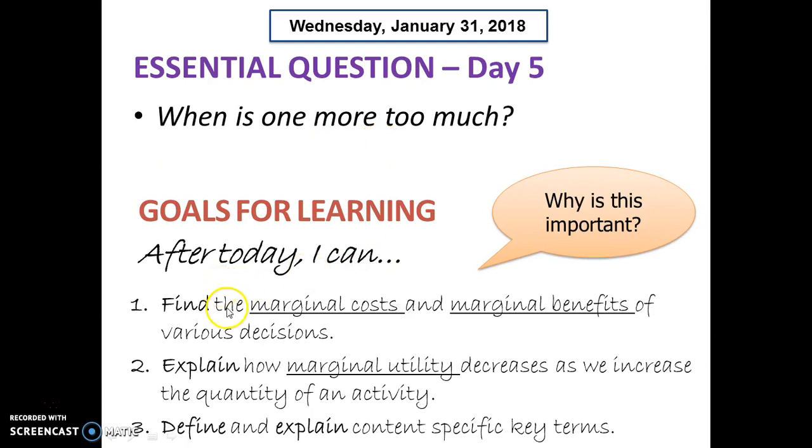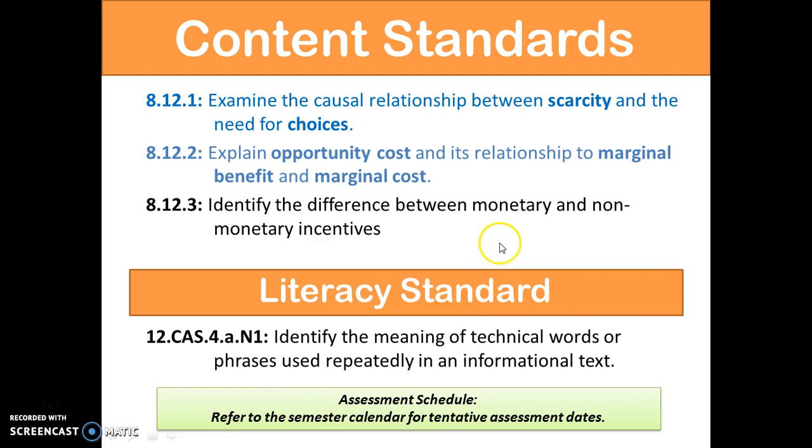So our big question for today, when is one more too much? Our learning objectives: find the marginal cost and marginal benefit of various decisions, and then explain marginal utility and how it decreases as we increase the quantity of an activity. The standard that this relates to is explaining opportunity cost and its relation to marginal benefit and marginal cost.